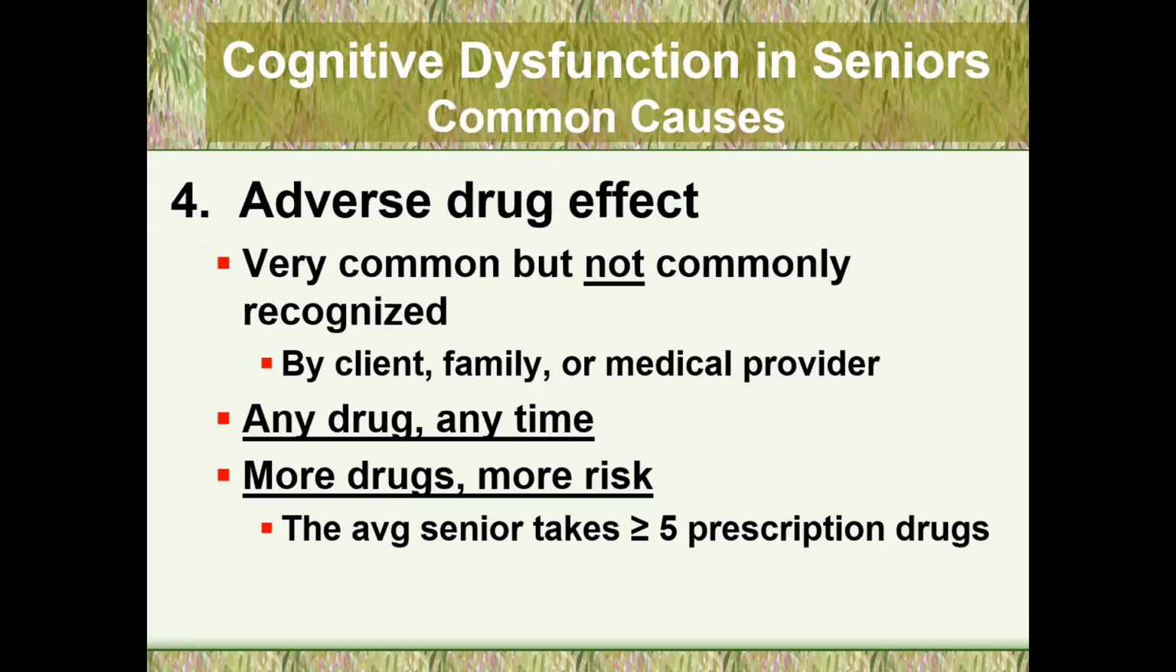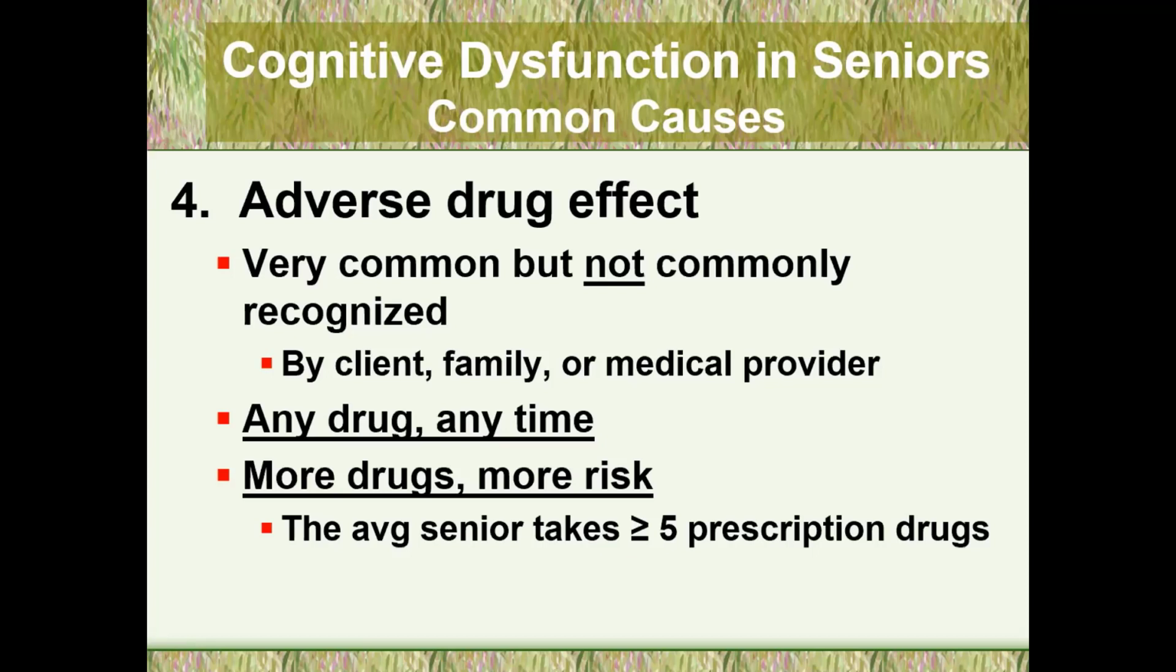Adverse drug effects are very common, especially in the older population, but they are not commonly recognized, either by the patient, by the family, or by the medical provider. And the average older adult in the United States today is taking at least 5 prescription drugs. So they're just a drug side effect waiting to happen. Any drug can cause adverse cognitive performance anytime.